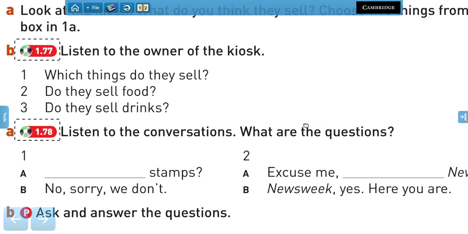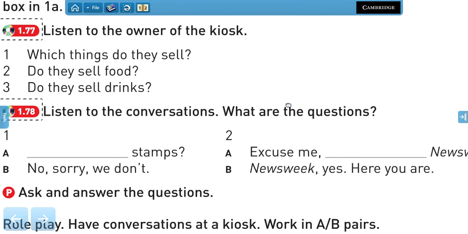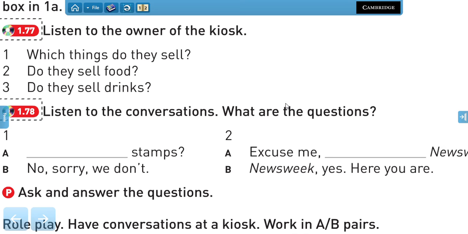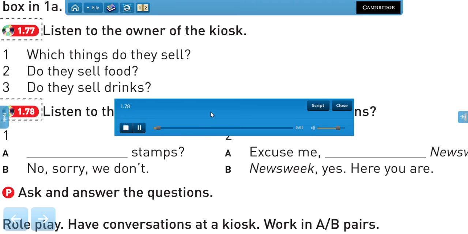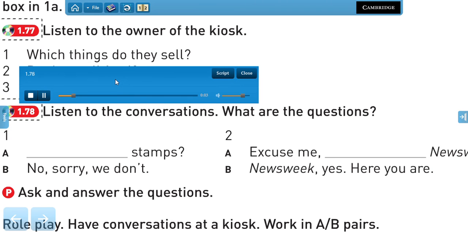Excellent. Now let's see. We're going to listen to 2 conversations in this kiosk, right? You're going to complete each gap with the correct question, right? So pay attention and what are the questions they ask? Let's see. Track 78.